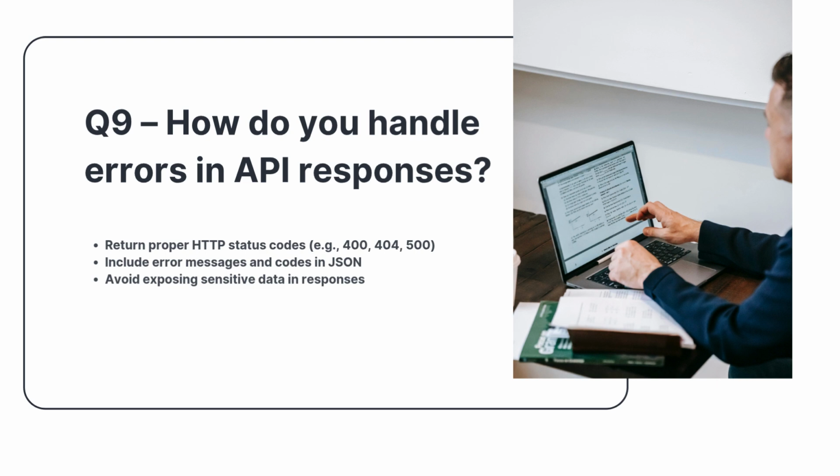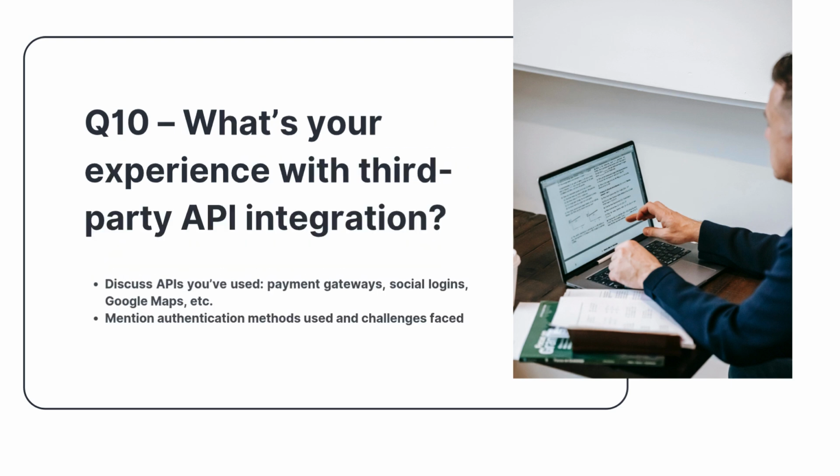This is where clean coding and user experience come in. Mention returning proper HTTP status codes like 400 for bad requests or 500 for server errors. Include a structured error response in JSON with message and code fields. Avoid exposing stack traces or sensitive data in the error.